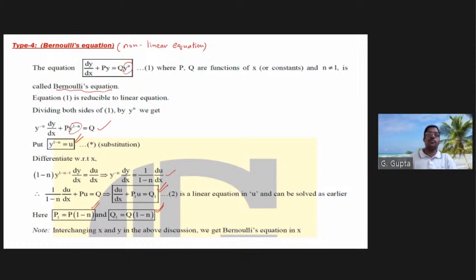Before that, the standard form. Then without writing all these steps, we can easily solve this. Why this condition, n not equal to 1? See here, after dividing by 1 minus n, because of this denominator, generally the denominator should not be 0. 1 minus n is a constant and it should not be 0. If 1 minus n is not equal to 0, that means n is not equal to 1. In this discussion, interchanging x and y, you will get the Bernoulli equation in x, just like a linear equation in x.